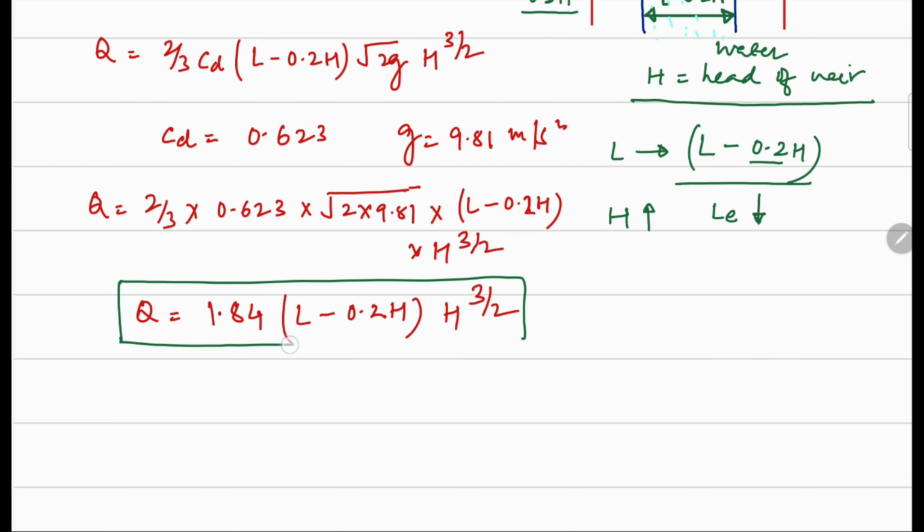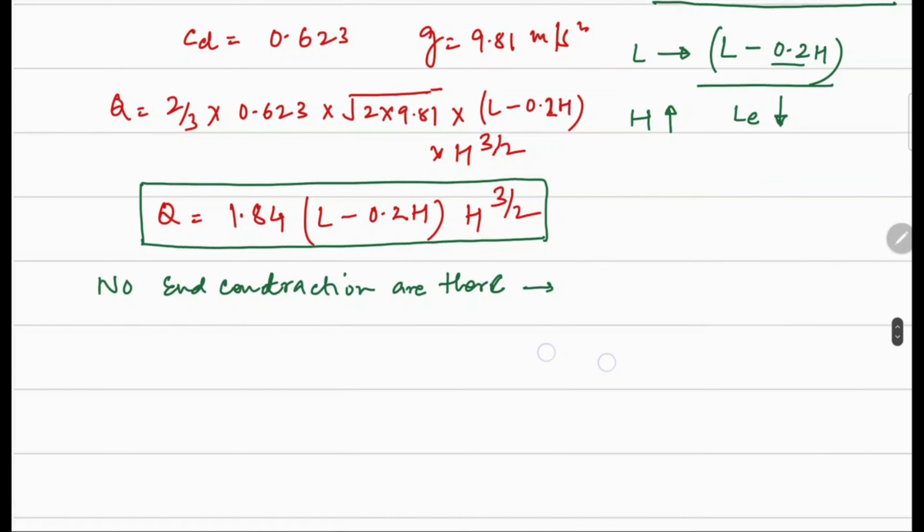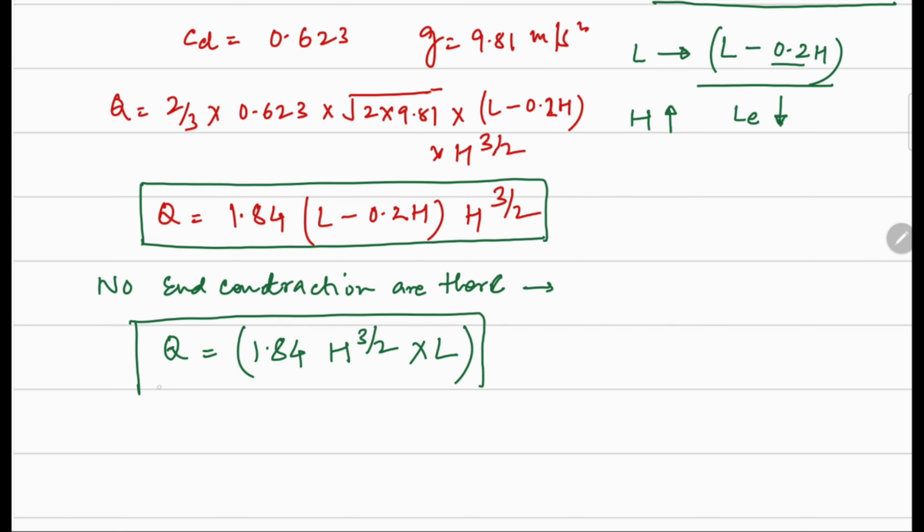And in an actual condition, if there are no end contractions, for such a condition this will be called a suppressed weir. So in case of the suppressed weir, Q can be revised as Q equals 1.84 H raised to the power 3 by 2 multiplied by L. So that will be the value of the discharge using the Francis formula when ends are suppressed. So you can say that this is a suppressed weir.